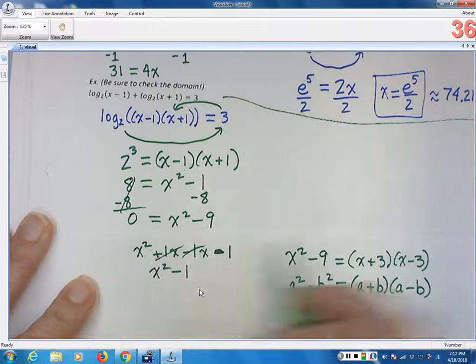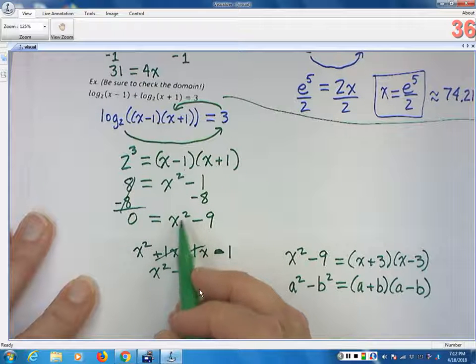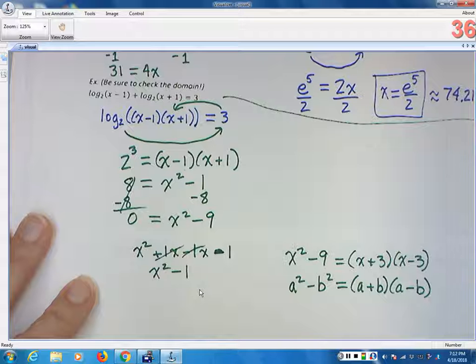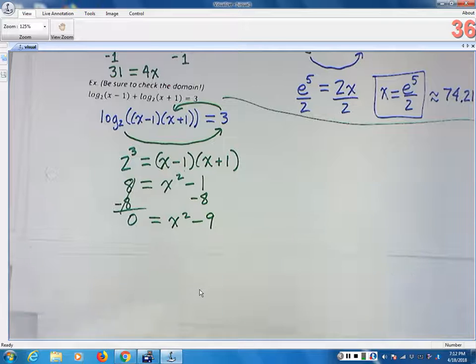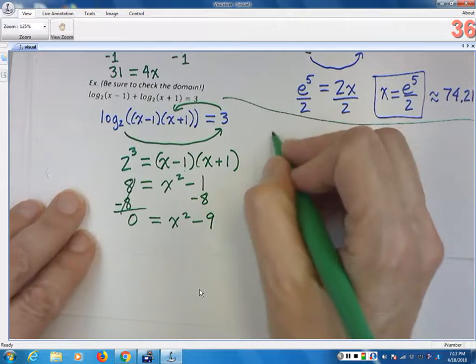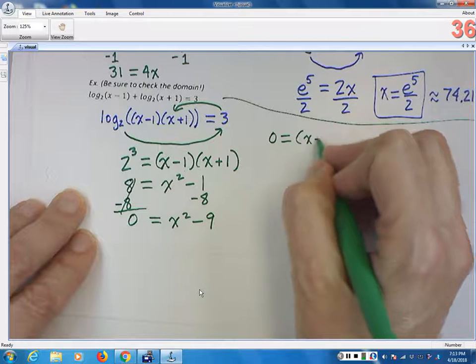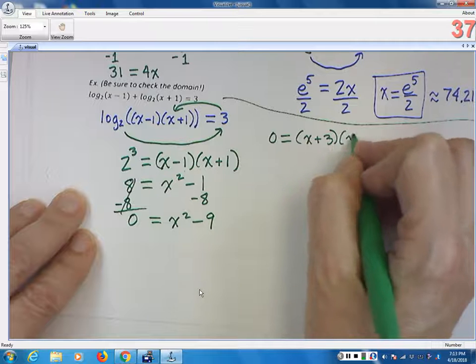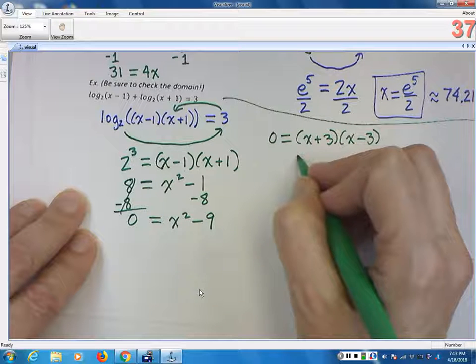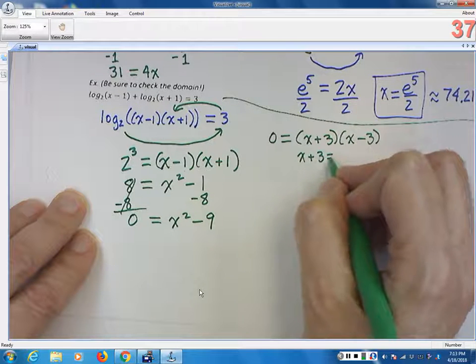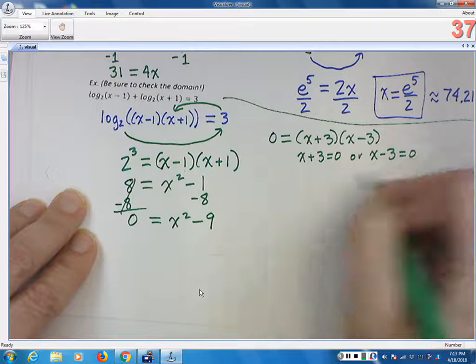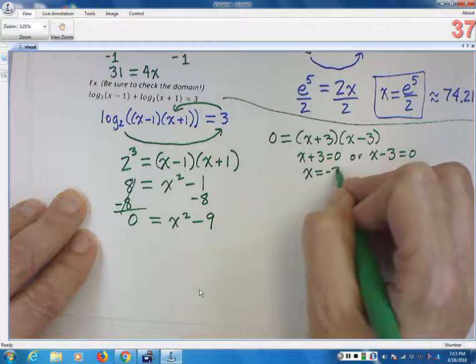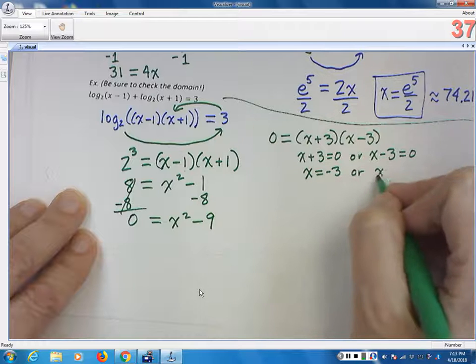To solve quadratic equations with x squared as your highest power, you set it to 0 and you factor. And if you can't factor, you use a quadratic formula, but you'll be able to factor. So 0 equals x plus 3, x minus 3. That means either x plus 3 equals 0 or x minus 3 equals 0. So x equals negative 3 or x equals 3.